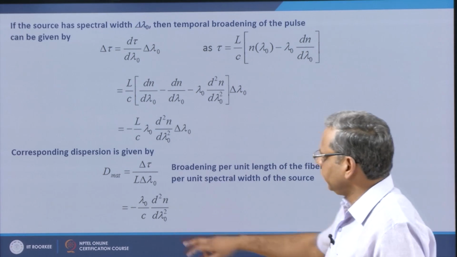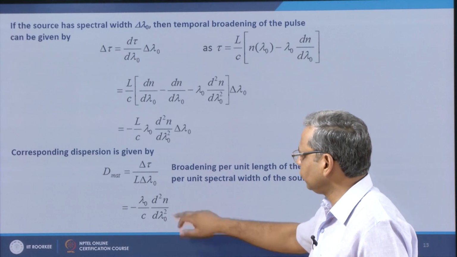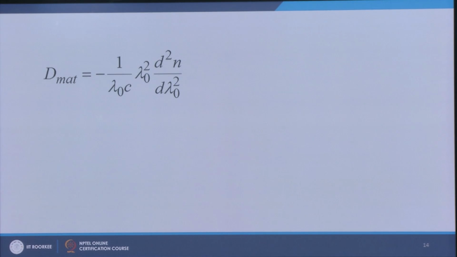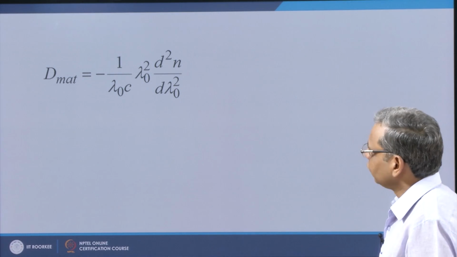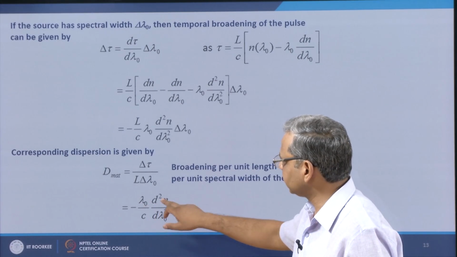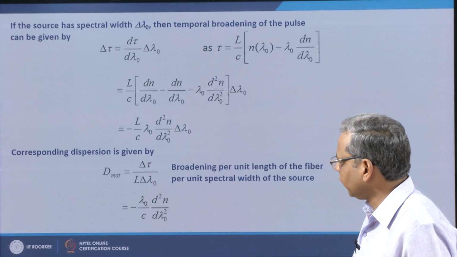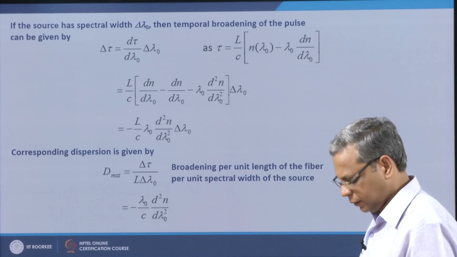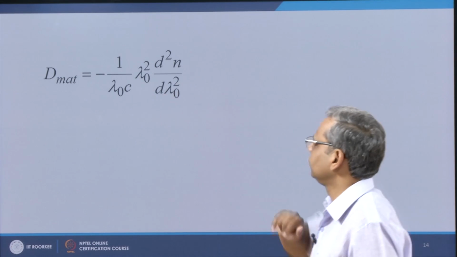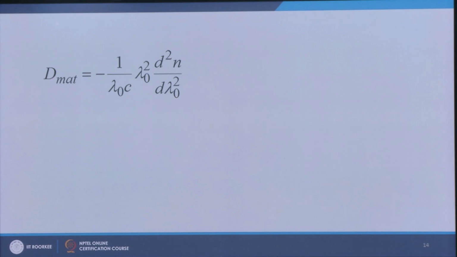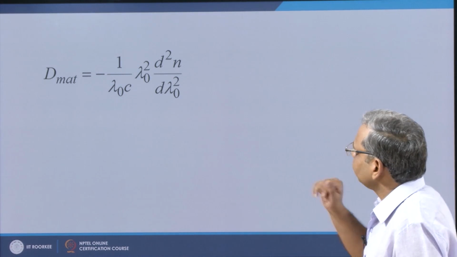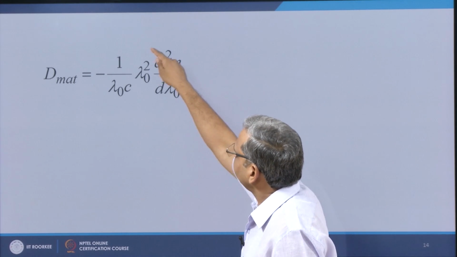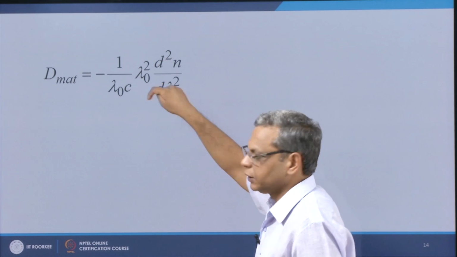So, this would now be simply minus lambda naught by C d2n over d lambda naught square. Let us work out with the dimensions here. So if you go back, it is lambda naught, it is d2n over d lambda naught square. So, what I do now, I multiply numerator and denominator by lambda naught. So, I can write this down like this. The motivation for writing this down is that now I can get this as a dimensionless quantity.